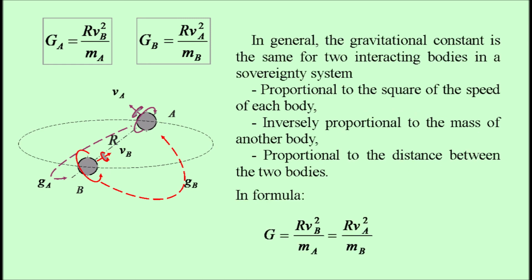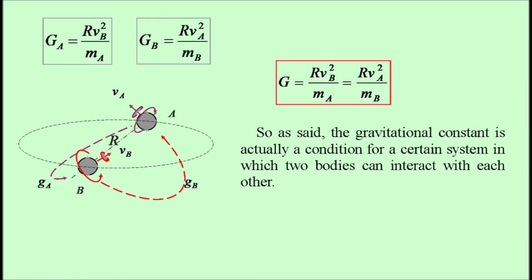In general, the gravitational constant is the same for two interacting bodies in a sovereignty system, proportional to the square of the speed of each body, inversely proportional to the mass of the other body, and proportional to the distance between the two bodies. So as said, the gravitational constant is actually a condition for a certain system in which two bodies can interact with each other.